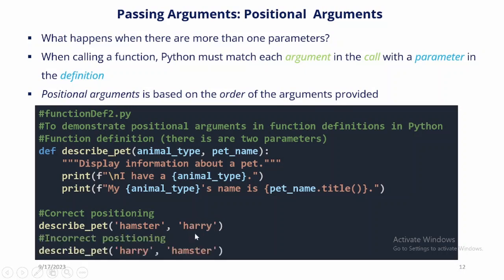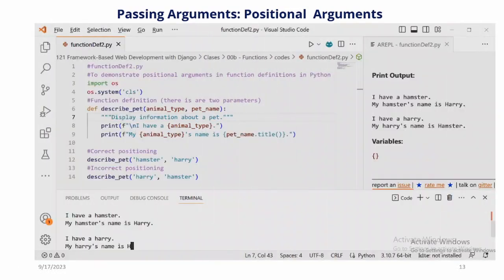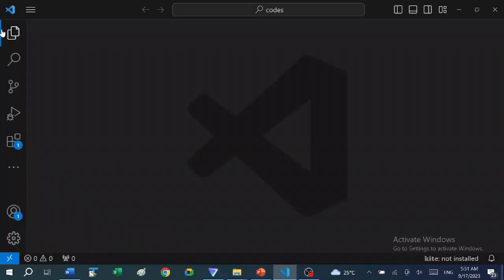Now if you arrange it like this and say describe pet, Harry, hamster, that will be wrong. Incorrect positioning. If you run the program, this is what it looks like. I have a hamster, my hamster's name is Harry. That is the first call, which is correct positioning. The second call says I have a Harry, my Harry's name is hamster.